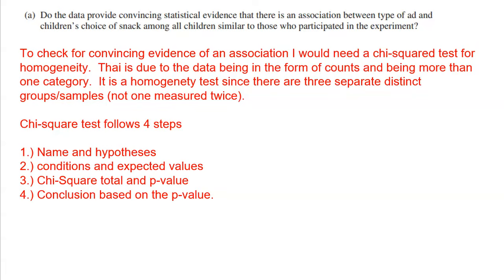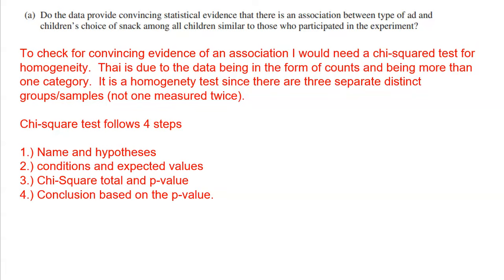But the fact that we got multiple groups, not just 1 or 2, in fact we got 3, that's an instant sign that we're going to be needing a chi-squared test here. Chi-squared is going to be for counted data when there's definitely more than 1 to 2. So here we got 3. So to check for convincing evidence, I am going to need a chi-squared test for homogeneity.